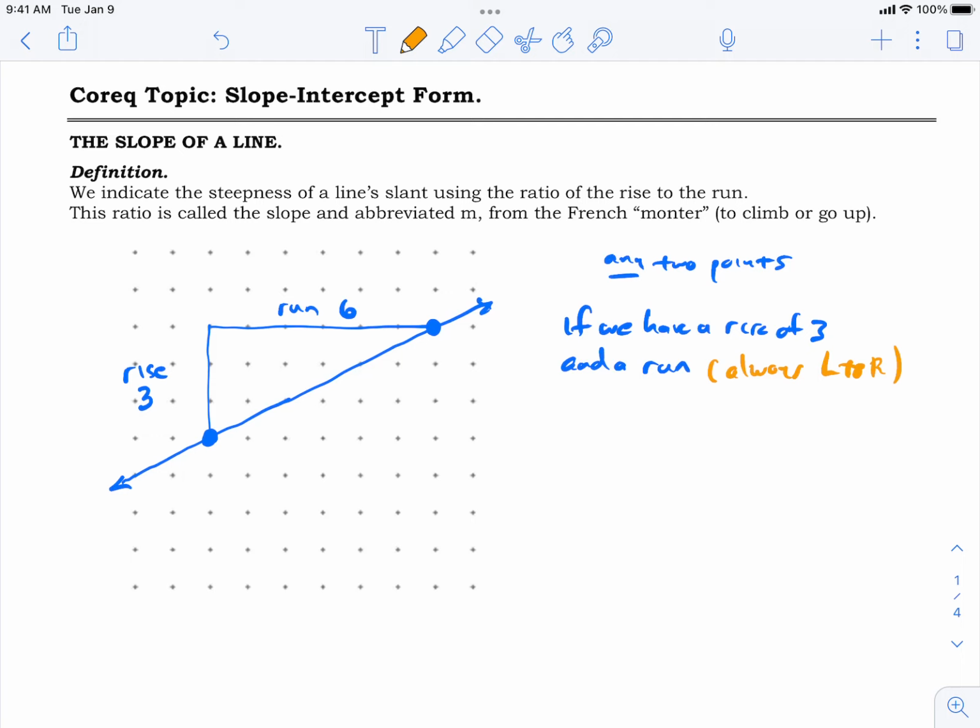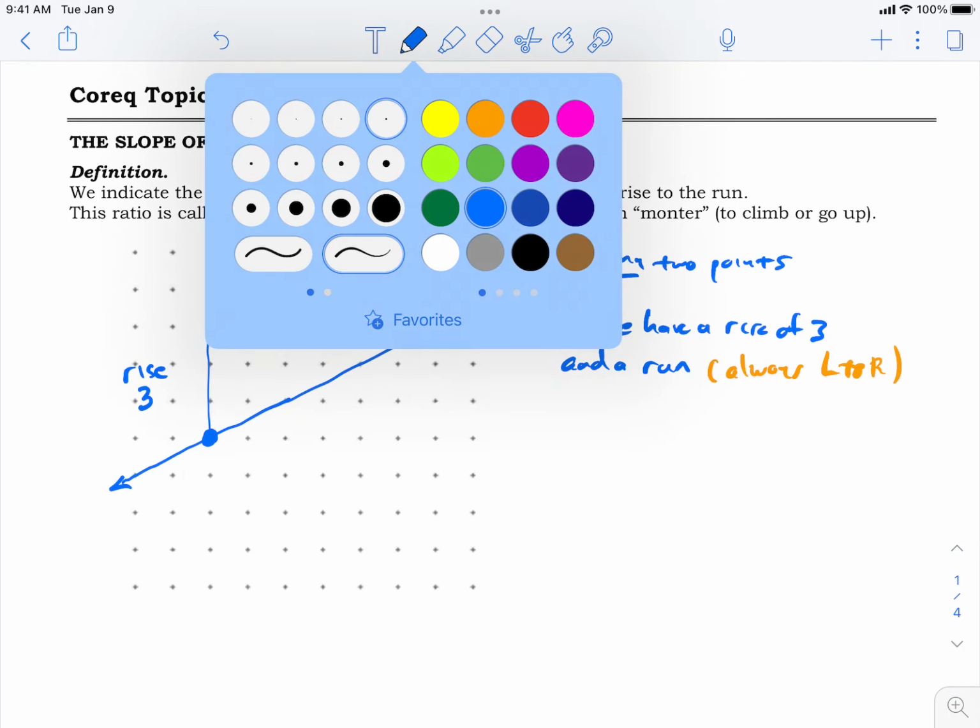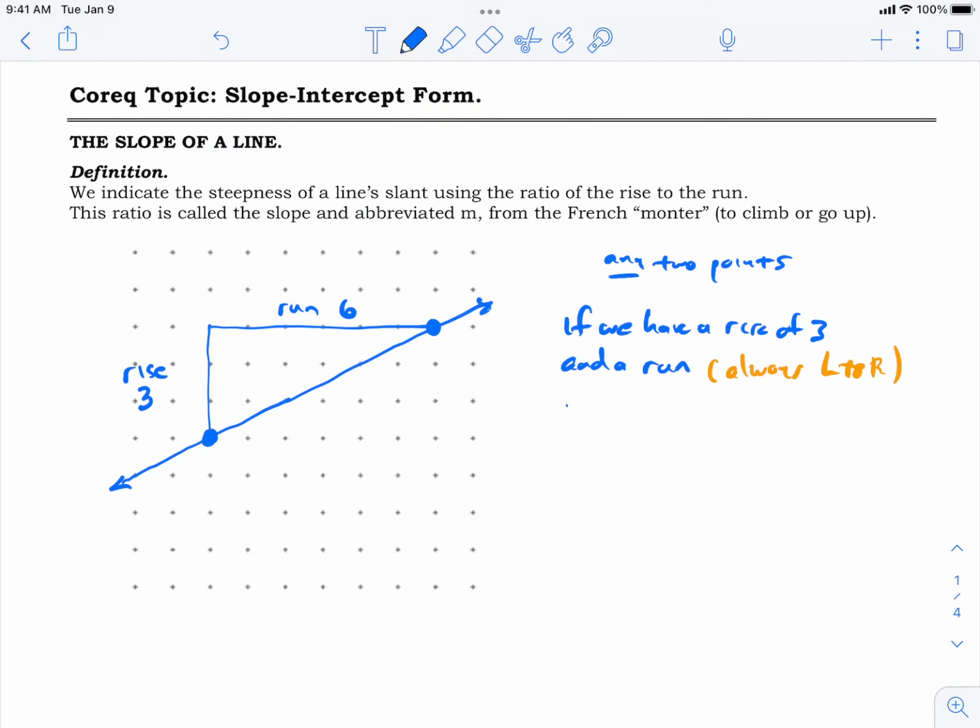So I went up 3, and I went over 6. And so the rise over the run is a 3 up and a 6 over. And yeah, you should reduce that. Reduce it to 1/2. So the rise to the run is a 1/2.